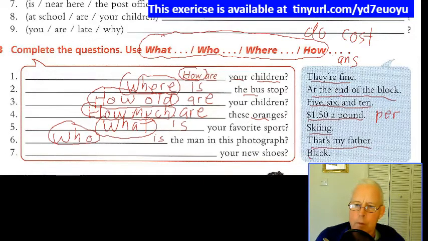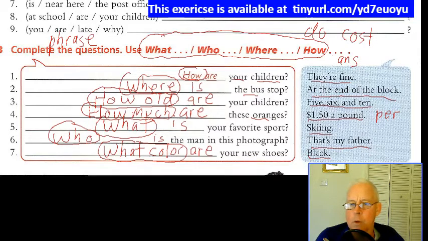And the last one, the answer is black. That's a color. Oops, I'm giving it away. Black is a color. So we want to ask, what color are your new shoes? Shoes, plural. Shoes are. So here's the WH phrase. I'm using the word phrase. WH phrase. What color are your new shoes? They are black or black.